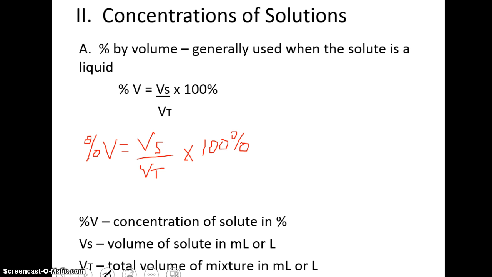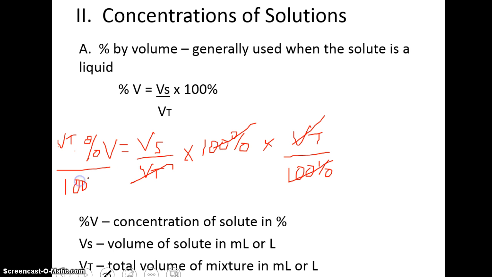Okay, so we want to solve for Vs. We need to get rid of the Vt and the 100%. To do that, to get rid of the Vt, you want to multiply by Vt on both sides. And then you also want to divide by 100% on both sides. That way, this cancels out and this cancels out. So the other equation that you should write down is that Vs is equal to percent V times Vt over 100%.